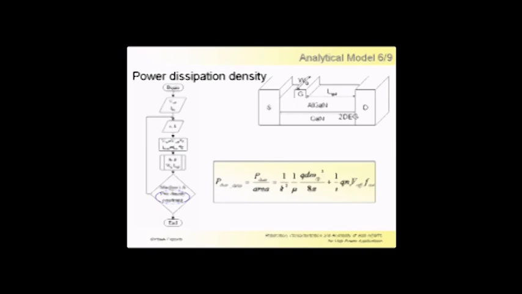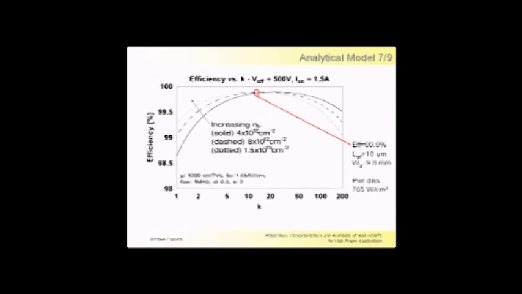And then, trying to estimate the power dissipation density, we got this equation. That is basically the ratio between the power dissipation over the active area of the device, and again, constants and material parameters, but these two, K and S, will give us the way to improve the power performance, the efficiency.